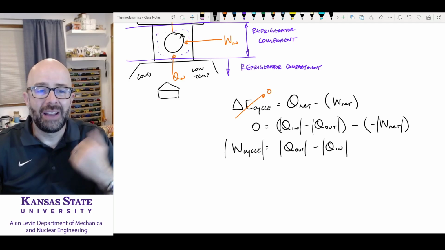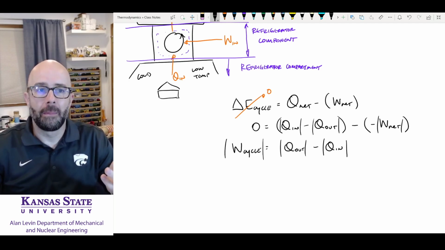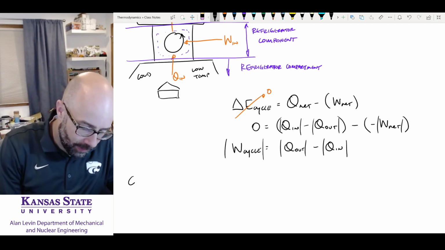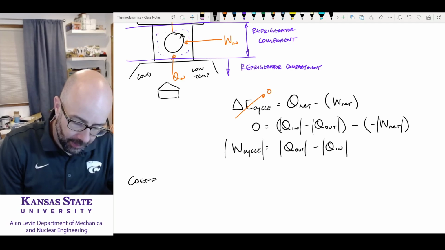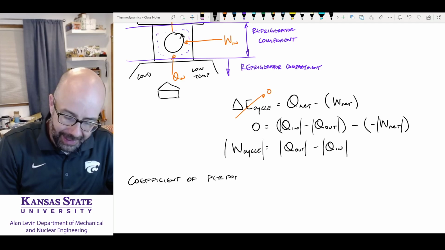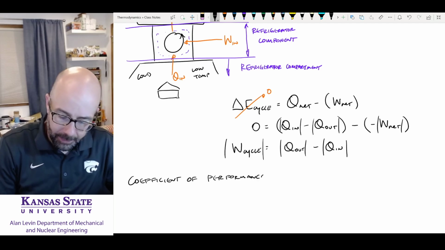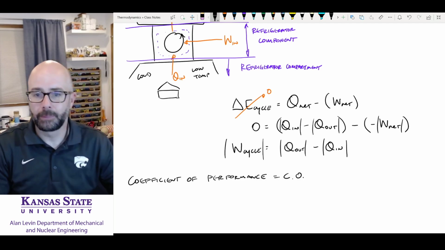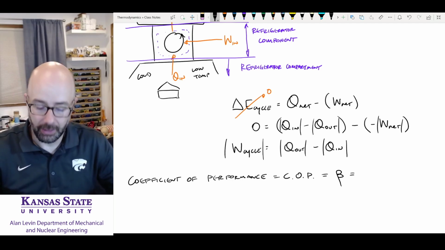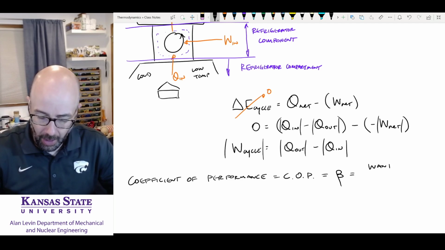Now we don't measure efficiencies for our refrigerator. We measure something called the coefficient of performance. Some books call this the COP. This book we're going to call this beta. It is what you want, all over what you have to give.